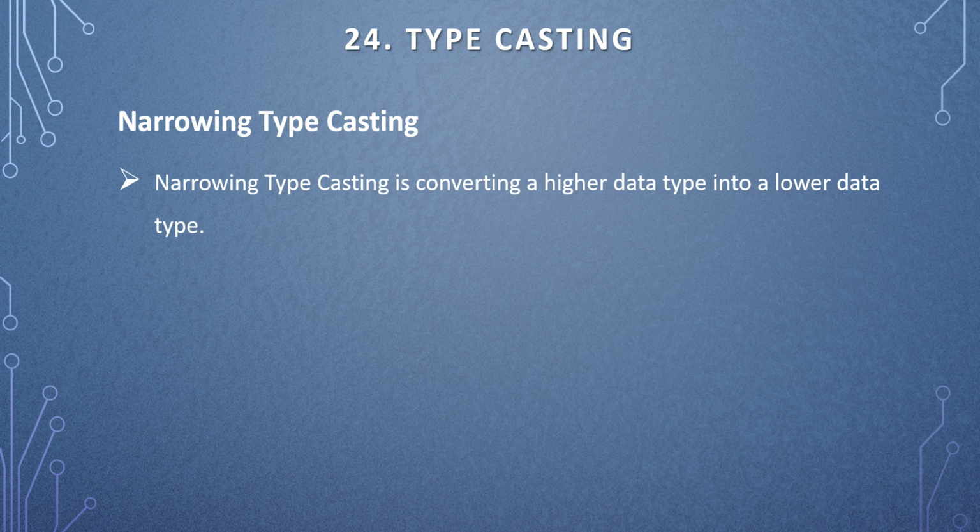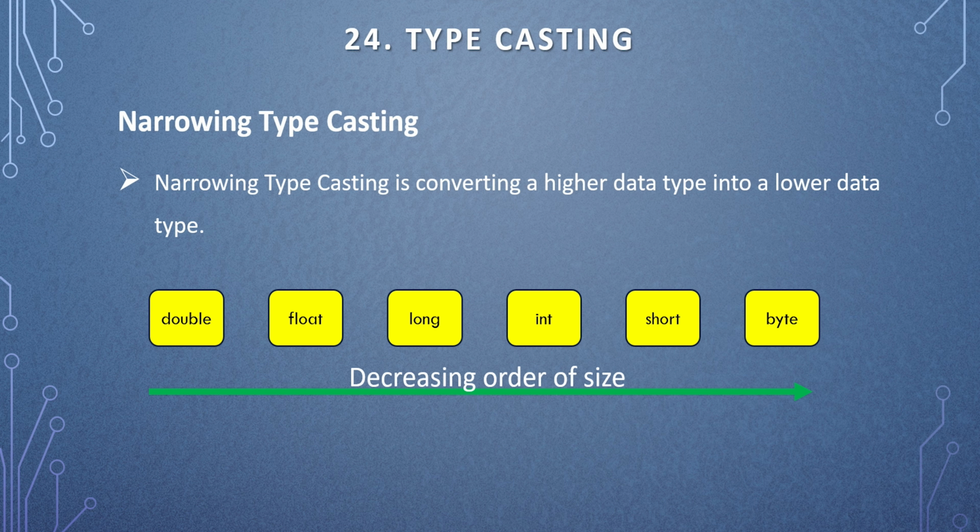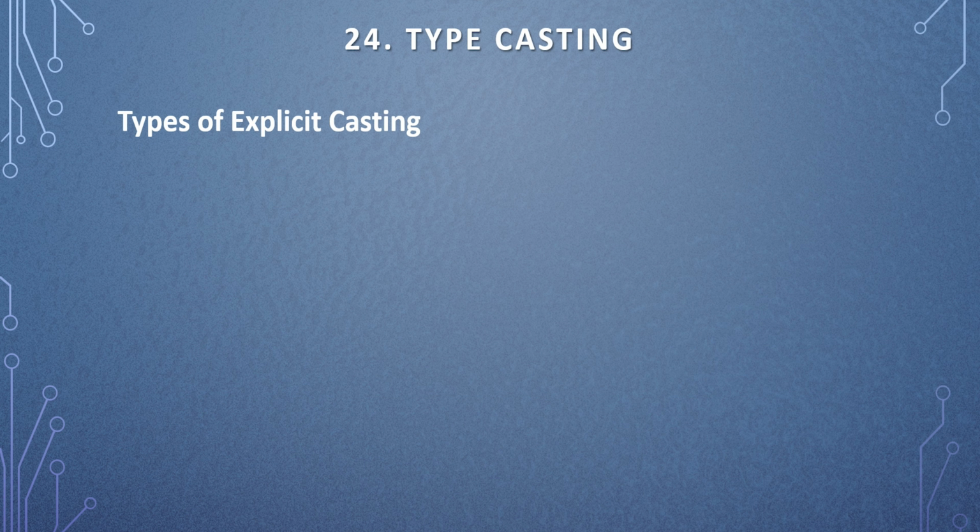Narrowing typecasting is converting a higher data type into a lower data type, also known as explicit conversion or casting up, and must be performed manually by the programmer. If you do not perform casting on a higher data type to lower data type conversion, then the compiler will throw an error. The narrowing typecasting order. Example.